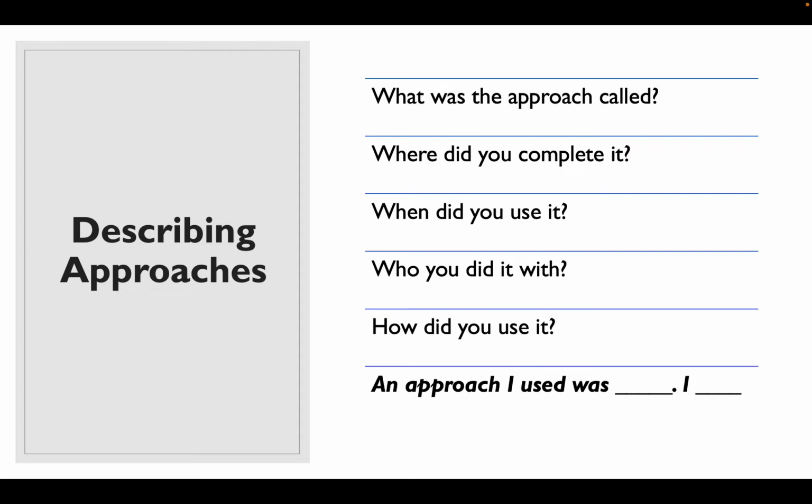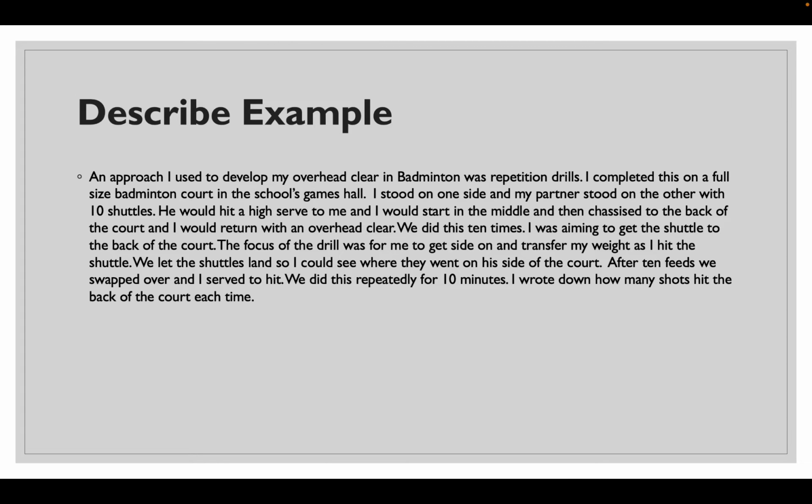We're now going to look at how we would describe these approaches, and when we're describing them, we have to tell the marker in short, sharp sentences, try and paint a picture of what you did, where you did it, who you carried it out with, and how you actually used that approach. On screen just now is an example of using a repetition drill in badminton. Pause the video here to look at this in more detail.